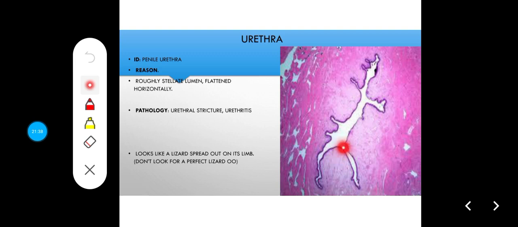One thing that will help you to identify the urethra on histology is the flattened nature of the lumen. It appears like a lizard, kind of like this. See that? It appears flattened horizontally. The pathologies involving the urethra include urethral stricture and urethritis.